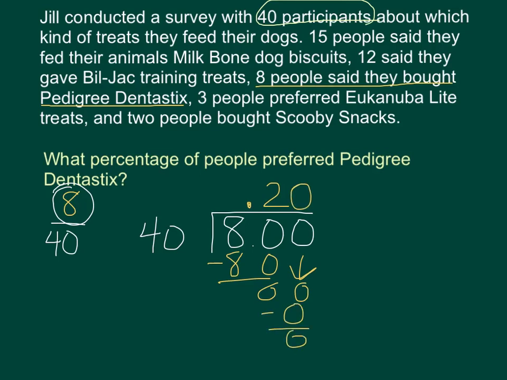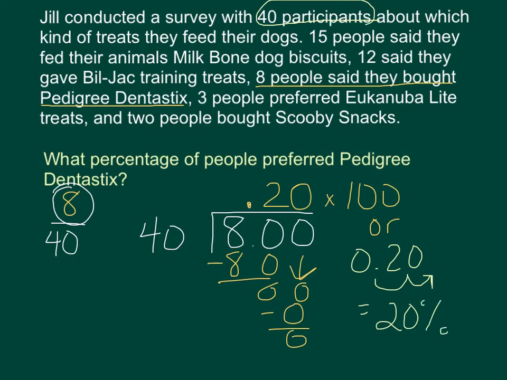Now, the final answer is not 2/10 or 20/100 because once we have that decimal, we have to either multiply by 100 or move the decimal point over 2 places to the right in our final answer. 2 places would equal 20%. So 20% of the people said they preferred Pedigree Dentastix.